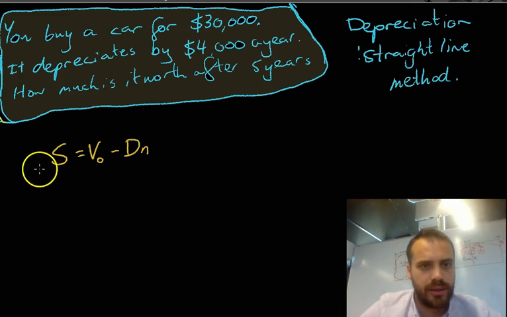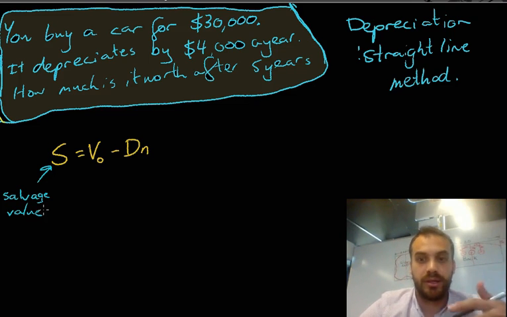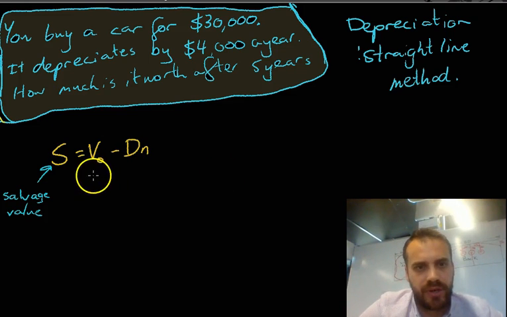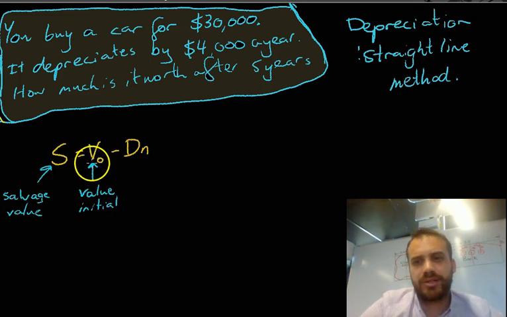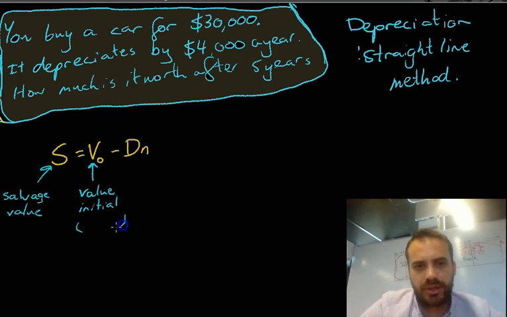S stands for salvage value. It's just the amount that you could sell the car for after a certain amount of years. Salvage, as in you get money for it if you sell it. Now V O, what this stands for is value, and the little subscript O stands for initial. I guess it's at time 0. So they're just saying, what did you buy it for? So we can just say buying price. But that's what we use V O for: initial value.